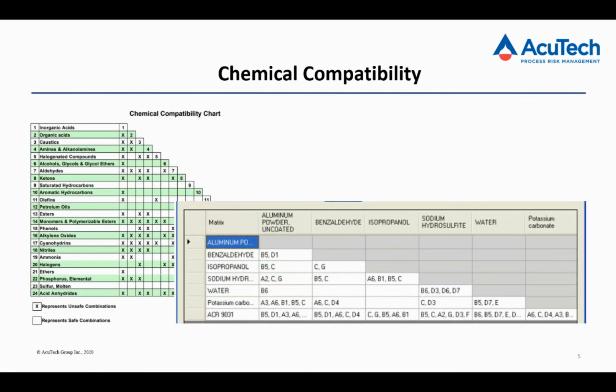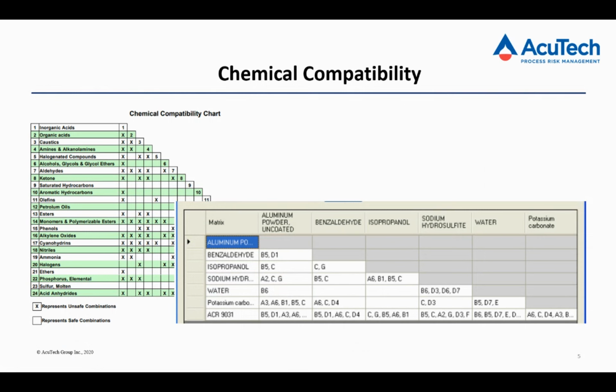So the first step is obviously to understand what the chemicals are on your site and understand which are compatible and which are not. There are a couple of avenues to do that and develop this information. Your SDS sheets are going to have some basic information on compatibility, but often they're not going to go far enough, so you're going to need a little more help than that.